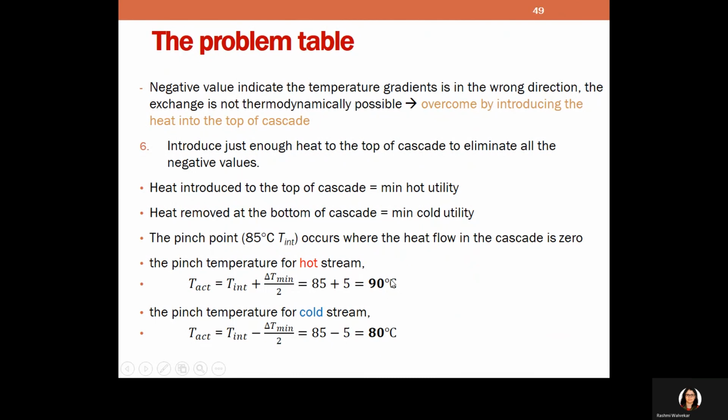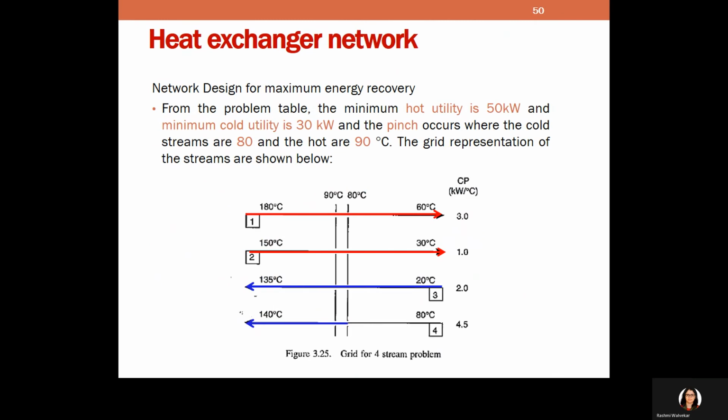All right. So you can see the difference. 90 minus 80 is 10 degrees Celsius. That is our delta T minimum. So the next step is to draw the heat exchanger network.